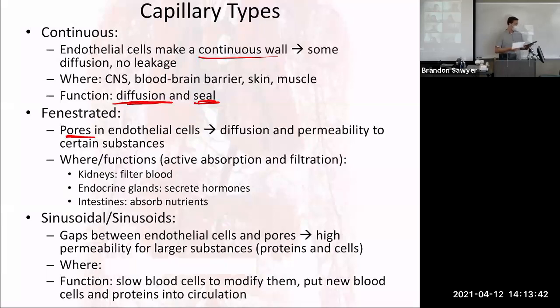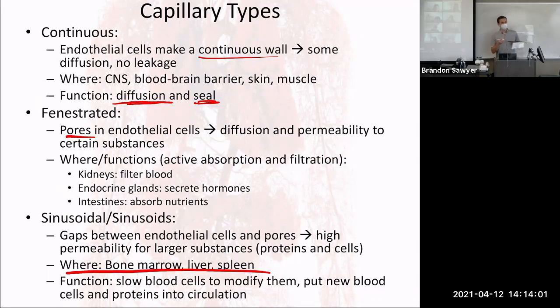Okay, and then lastly, the sinusoidal capillaries. These are the leakiest types. They have holes in the cells, and they also have big gaps between the cells too. Okay, so we find these in places that actually have something to do with either forming the blood, modifying the blood, doing something to actual blood cells. So instead of just little nutrients or hormones leaking through the holes, we actually need the whole blood cells to be able to leak in and out of the capillaries. And so that's why we have these larger holes in the sinusoidal ones.